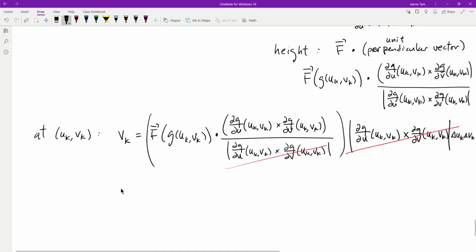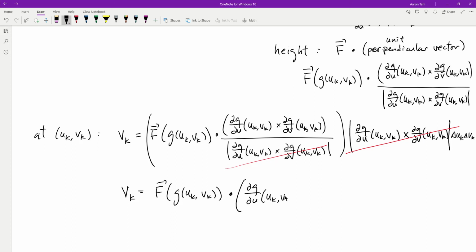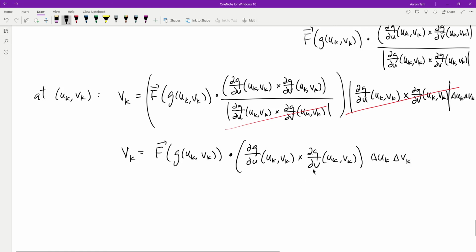And so now I can say that this volume would actually just end up being this f of g of u sub k, v sub k dot product the normal vector, no longer required to be a unit normal vector because the length that I divided by cancels out, times delta u sub k, delta v sub k. And so that gives me one of these based on this point g of u sub k, v sub k.